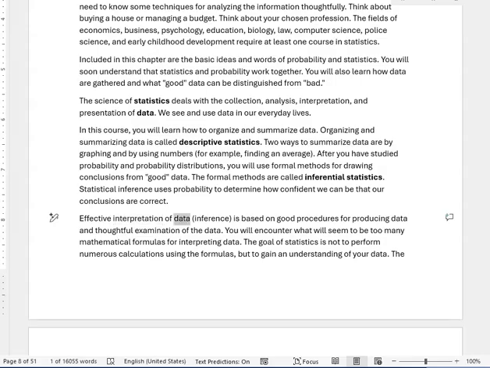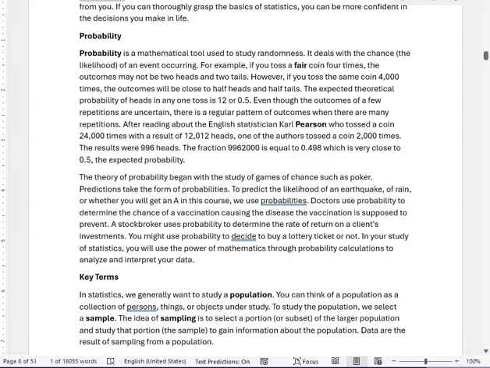Effective interpretation of data, inference, is based on good procedures for producing data and thoughtful examination of the data. You will encounter what will seem to be too many mathematical formulas for interpreting data. The goal of statistics is not to perform numerous calculations using the formulas, but to gain an understanding of your data. The calculations can be done using a calculator or a computer. The understanding must come from you. If you can thoroughly grasp the basics of statistics, you can be more confident in the decisions you make in life.